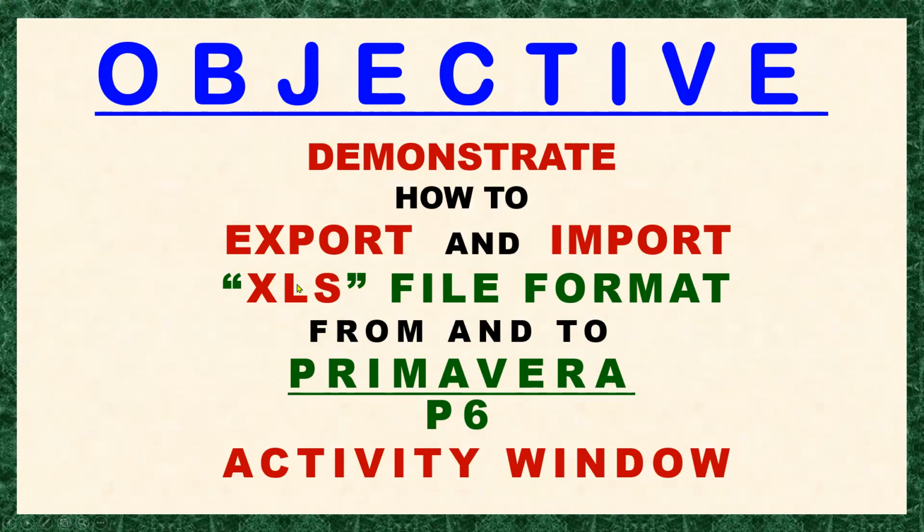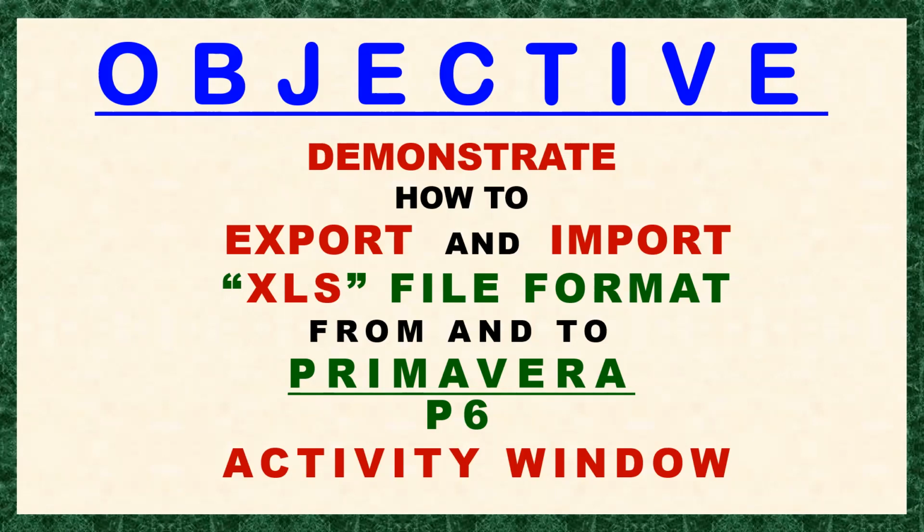So the first thing we need to do here is to have a sample project, because we have already imported our progress and actual updates in our current program update. So this will only be a matter of demonstrating the second method of exporting Microsoft Excel file from Primavera P6 and importing the same back to Primavera P6.